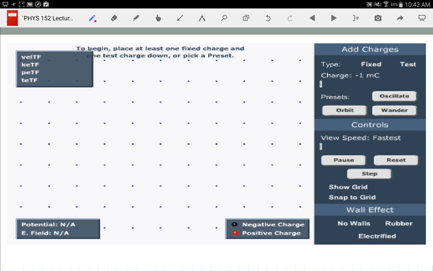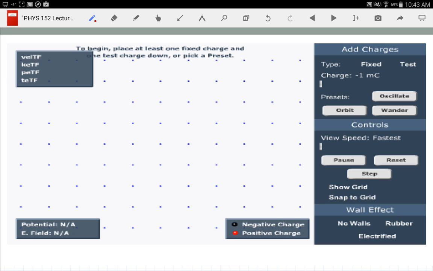It falls to the center. It's exactly what I was describing. Now we can do things a little more complex. Like let's put a fixed positive charge here. Now we have the electric field due to the two charges. It's adding up the electric field vectors at all locations based on the two charges.